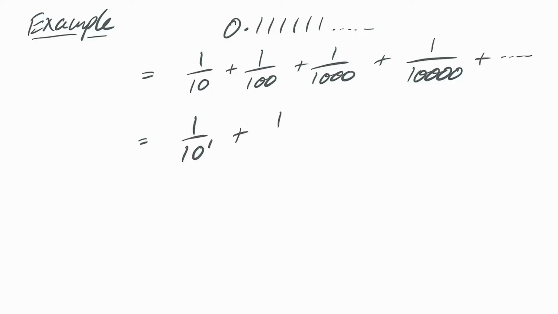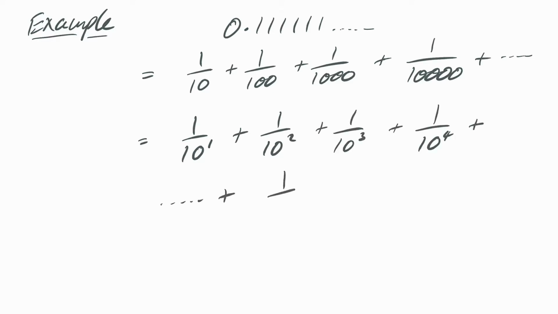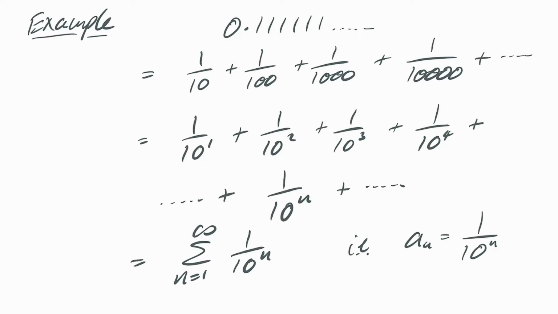Now, why have I done that? Well, because I can use this to spot a rule. Using this rule, I can figure out that the nth term is 1 over 10 to the power n. And so therefore, this is equal to the infinite sum from 1 to infinity of 1 over 10 to the n. The a_n that goes with this series is 1 over 10 to the power n.